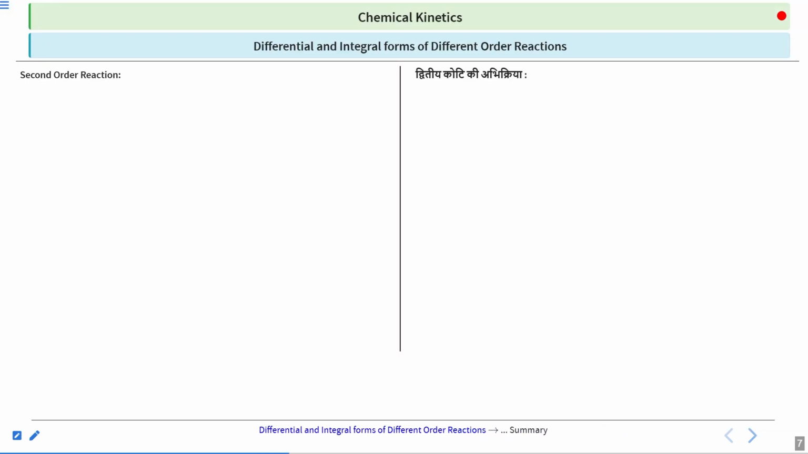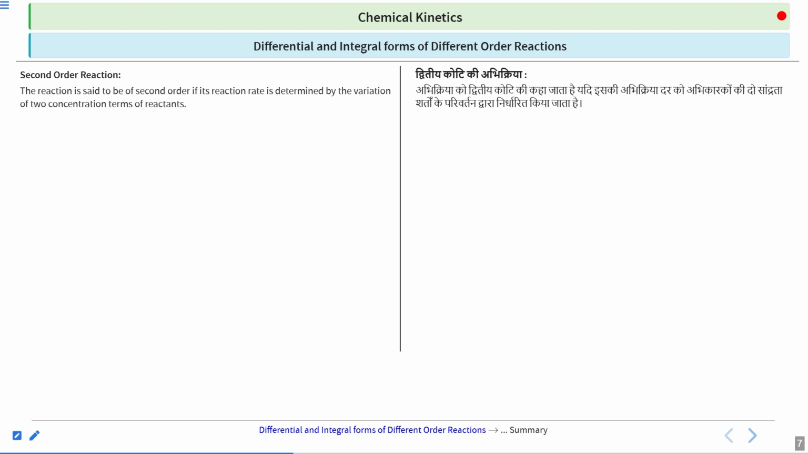Now let us move to second order reaction. What is a second order reaction? The second order reaction is the reaction in which the reaction rate is determined by the variation of two concentration terms. That means the reactant concentration term will have a power of 2. So this is the integrated rate equation, given as k is equal to 1 by t times x by a into a minus x.